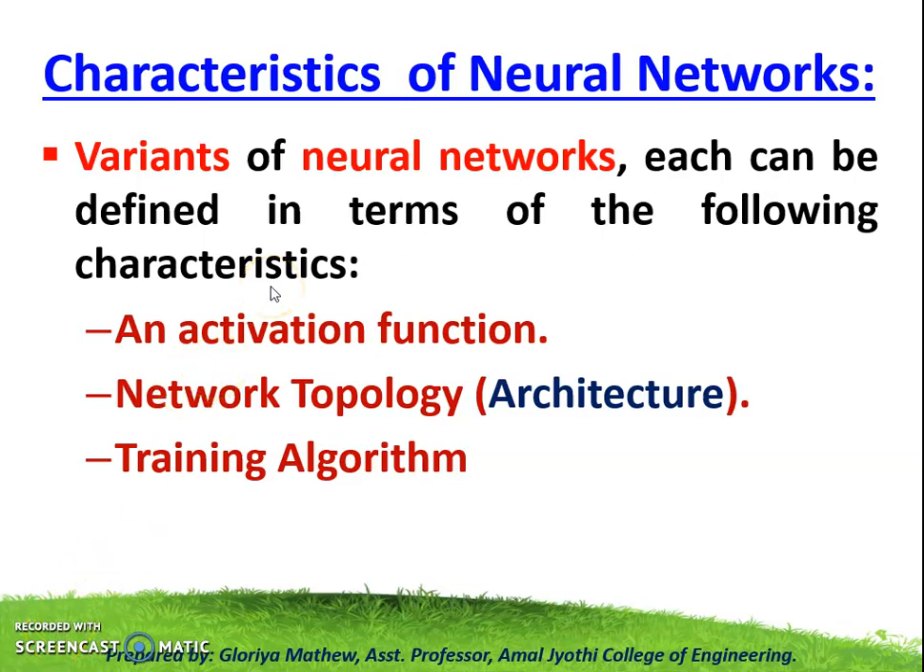In the last section, we discussed the basics of neural networks. In this section, we are going to discuss the characteristics of neural networks. The three main characteristics of a neural network are the activation function, the network topology or architecture, and the training algorithm. The different variants of neural networks can each be defined in terms of these characteristics.